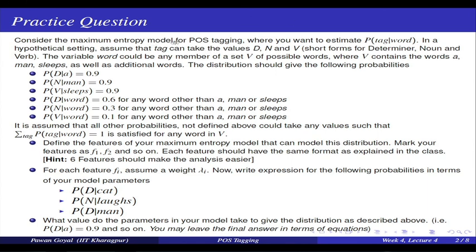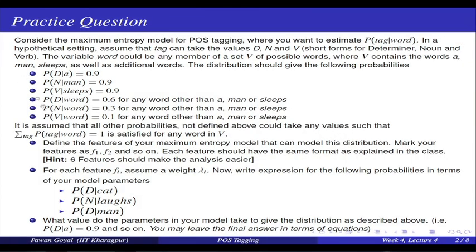you want to use a maximum entropy model for part of speech tagging, and you are trying to estimate the probability of tag given word. And in this hypothetical setting, you can assume that there are only three possible tags: determiner, noun, and verb, and the word can belong to any member of a set V, that is your vocabulary. The vocabulary contains the words a, man, sleeps, and some additional words. In this problem, it does not matter how many words there are in your vocabulary.